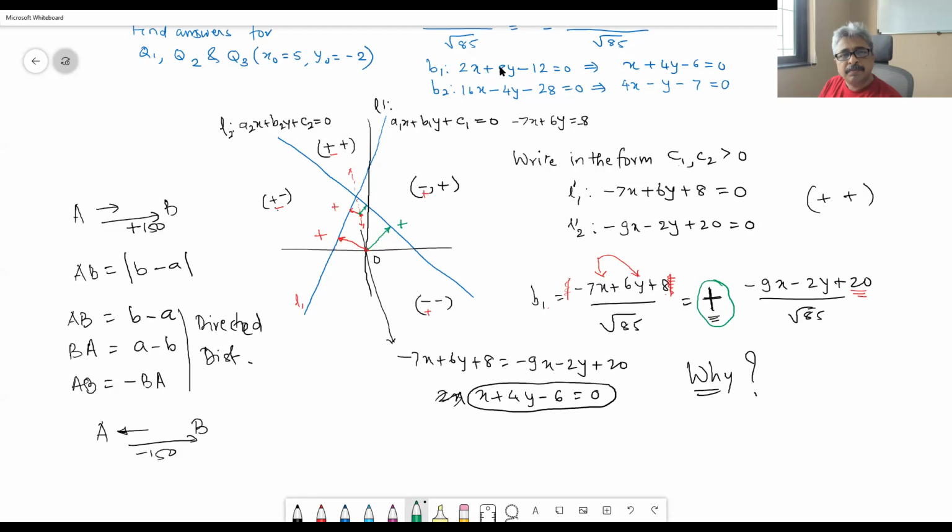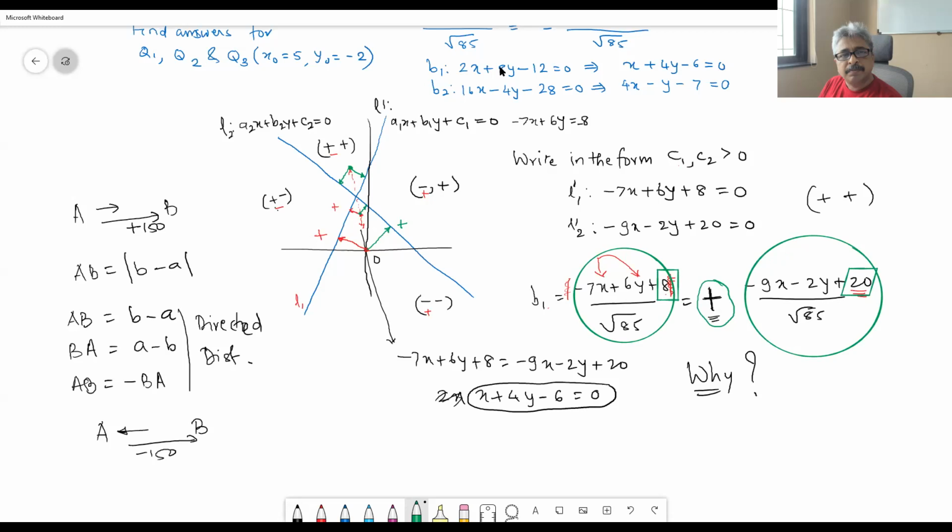Now you see, if I take a point in the other quadrant, then the distance from line number 1 is in the opposite direction. Can you see that? It is in the opposite direction. Therefore, LHS is going to be negative and RHS is also going to be negative, because this arrow is also in the opposite direction. And therefore, both sides, LHS and RHS, should have the same sign. And hence we end up putting positive here. That is because you have made these constants positive.